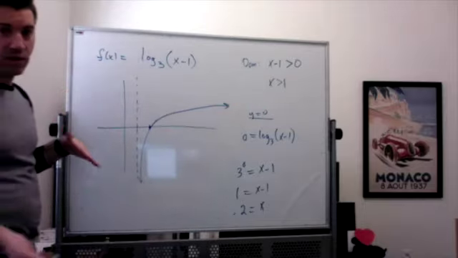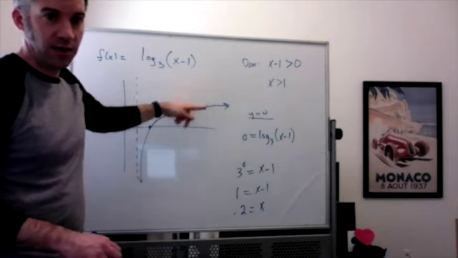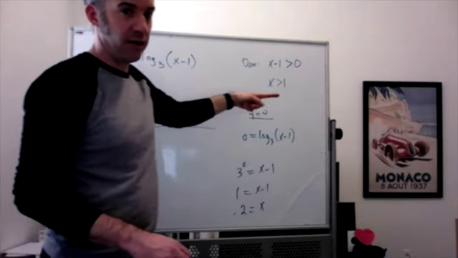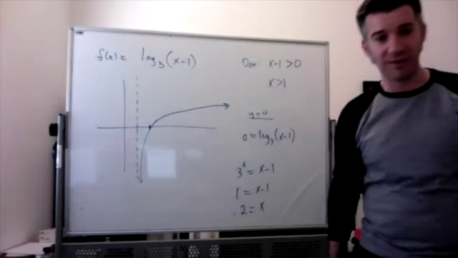But I really want to point out there's no horizontal asymptote here. This keeps getting bigger and bigger and bigger forever and ever and ever. It just does it really slowly.